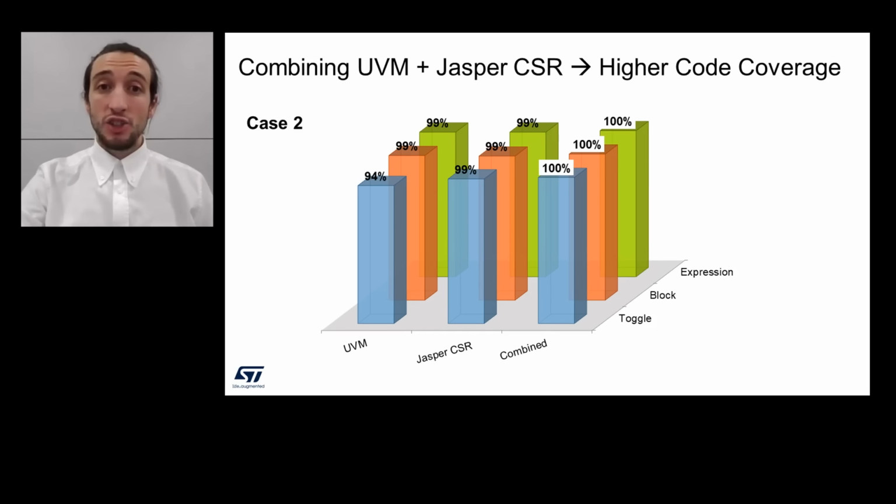In the second case, Jasper stimulated everything, all case scenarios, while UVM stimulated a bit less than Jasper. The particularly important result is that by combining both methodologies, we were able to achieve 100% of code coverage for the register map. This means that every line of code, every possible combination of signals inside of the register map was covered.